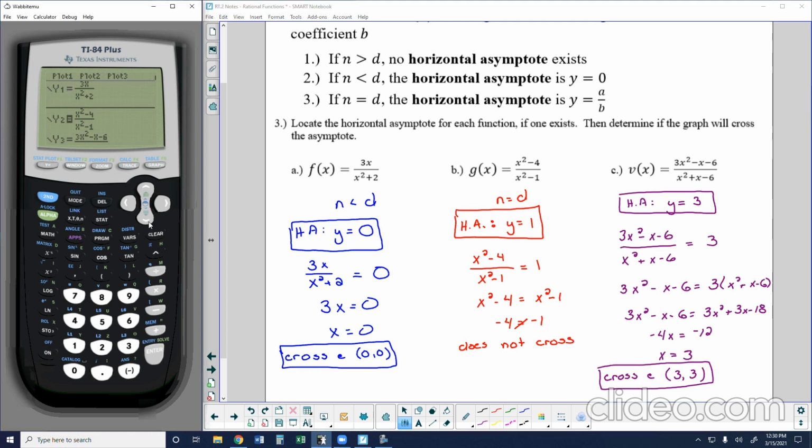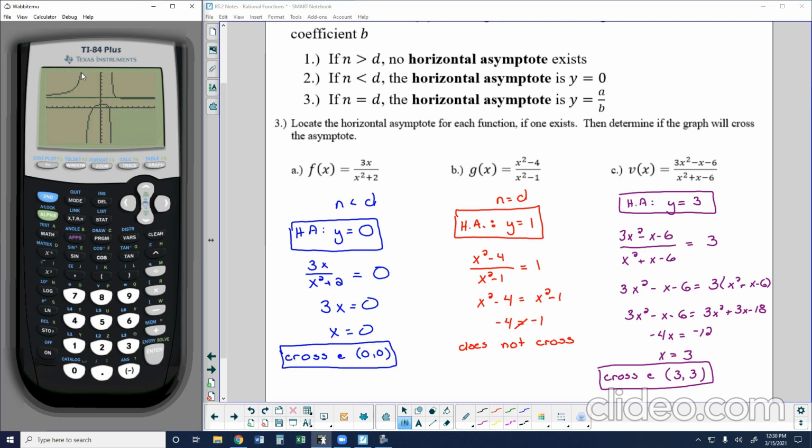So let's go ahead and graph this last one here. And so here we have, again, this graph would have 2 vertical asymptotes. We could find those algebraically if we wanted to, but more importantly, I'm going to go ahead and graph the line y equals 3, which is the horizontal asymptote.